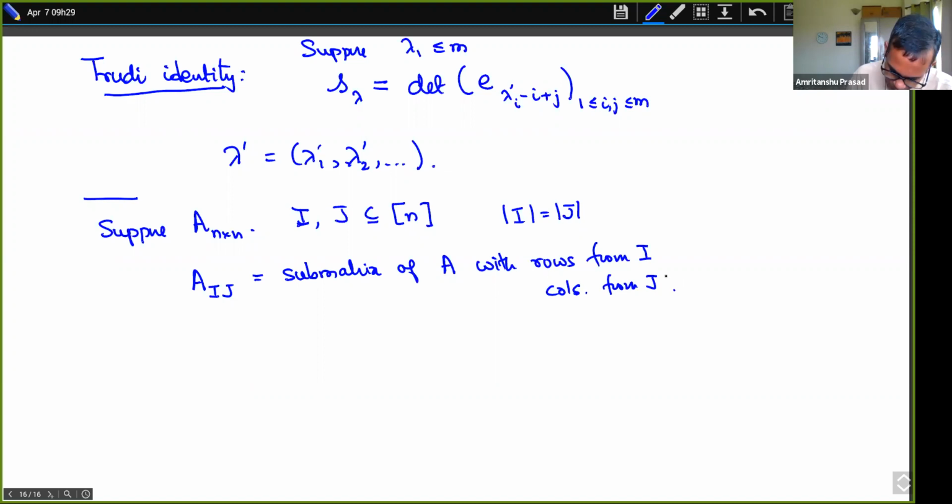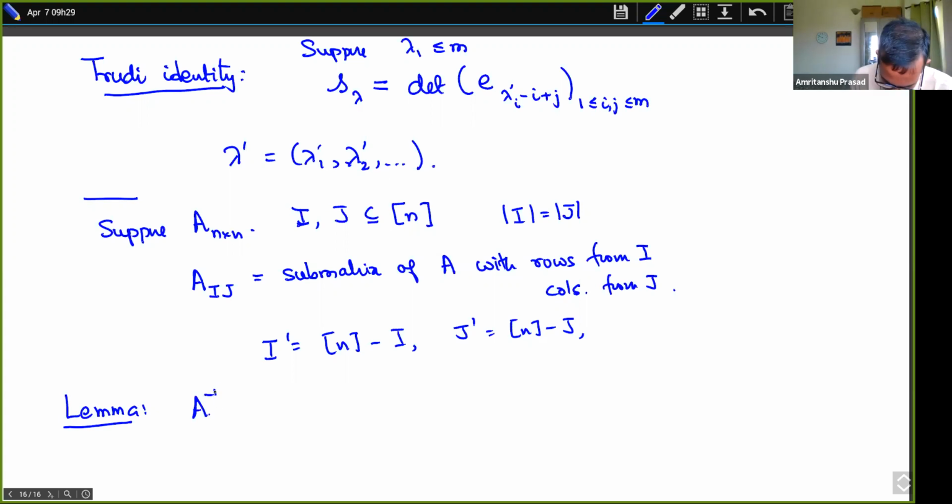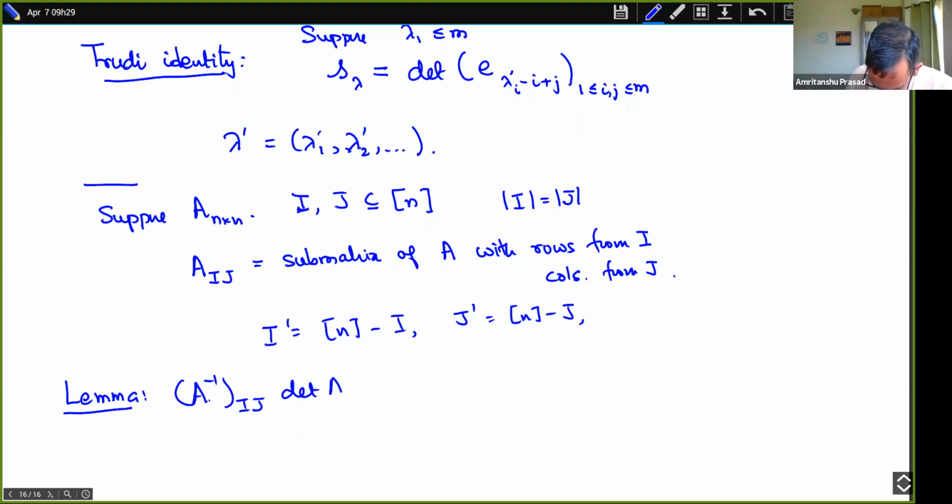And if we write I prime equals the complement of I and J prime equals the complement of J, then the lemma is that if you take A inverse and then you take its IJ submatrix, and you multiply it by the determinant of A, which is just a scalar, then you get A_J'I' times epsilon_I' epsilon_J', where epsilon_I' and epsilon_J' are defined as follows. Oops, I didn't define these.